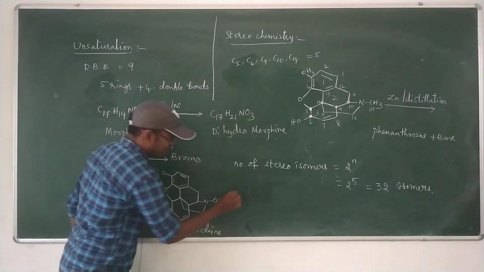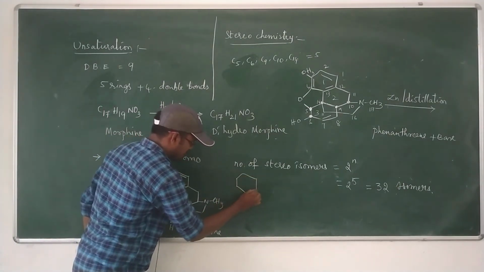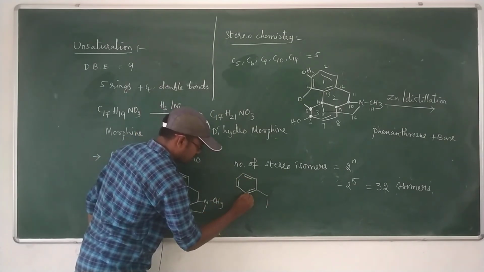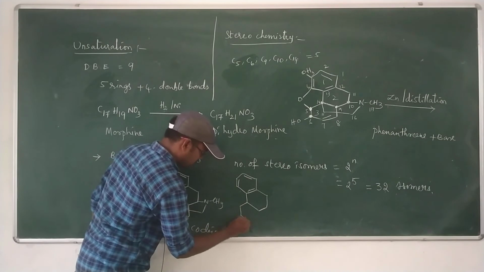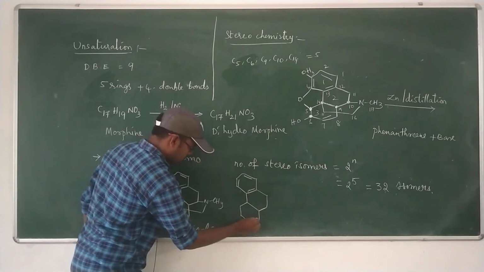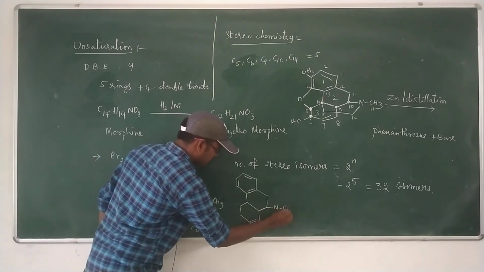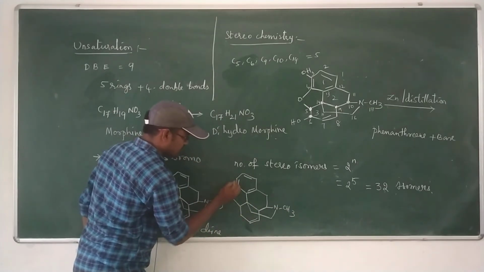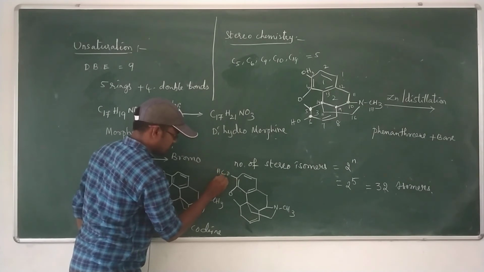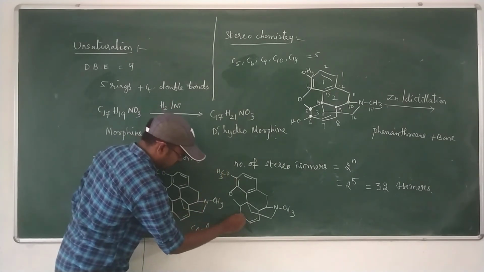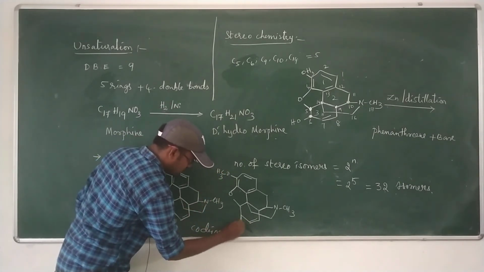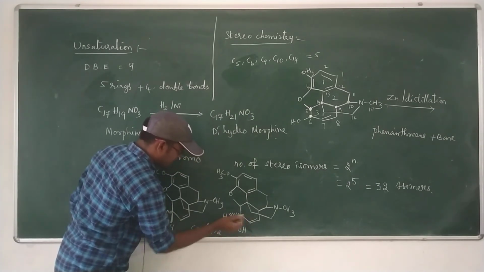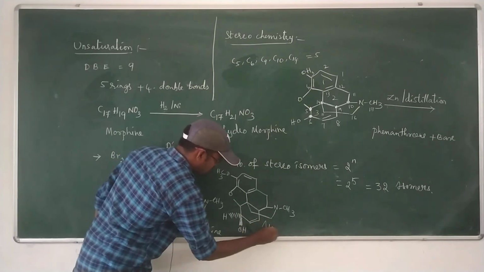And next, isocodeine looks like this. Oxygen, OCH3. Here the thick line has the OH group nearer to the observer, and away from the observer is hydrogen. This is isocodeine.